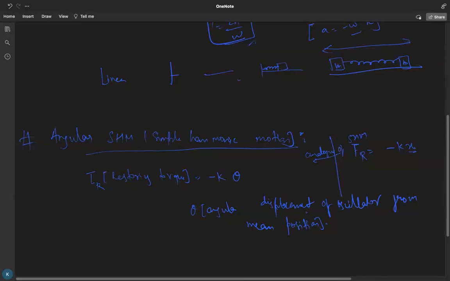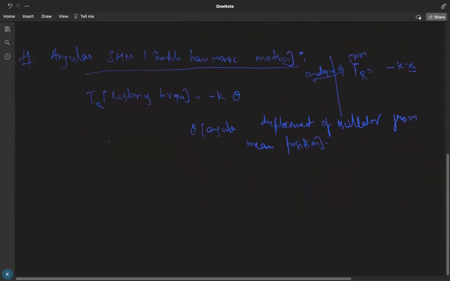Similarly, here we can write torque is equal to moment of inertia into alpha, where I is the moment of inertia. This is the same as restoring force equal to mass into acceleration. The analog of mass in rotation is moment of inertia, and the analog of acceleration in rotation is angular acceleration, so alpha is the angular acceleration.